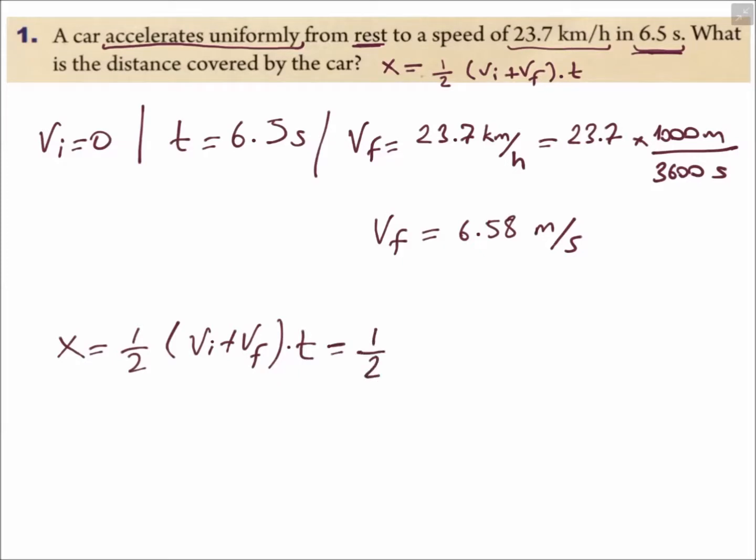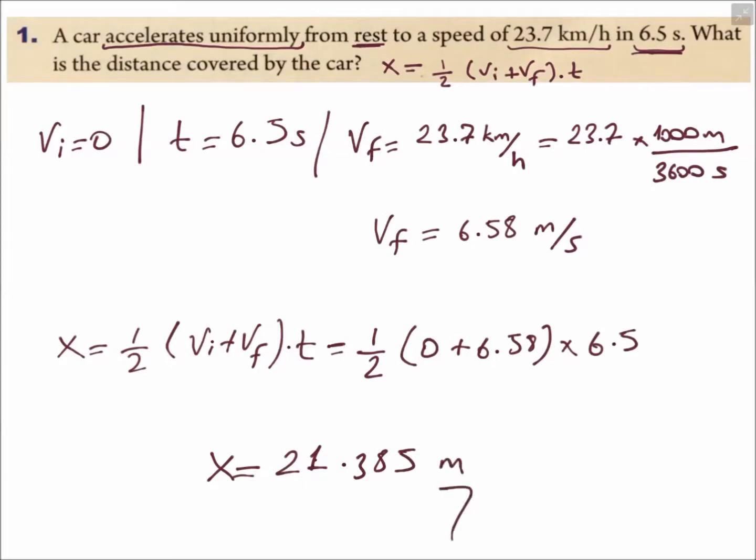Half times initial velocity, which is 0, plus final velocity, which is 6.58 meter per second, multiplied by the time, and the time given in this question is 6.5. So the final x is going to be 21.385 meters. Thanks for listening.